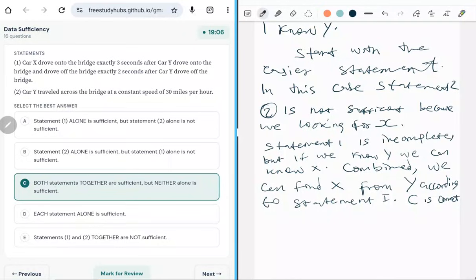But we can calculate the time for y. Okay, but we are not looking for y, we are looking for s. So if you bring it back to statement 1, then we can now find s. If you know y, we find s. Okay, let's go.